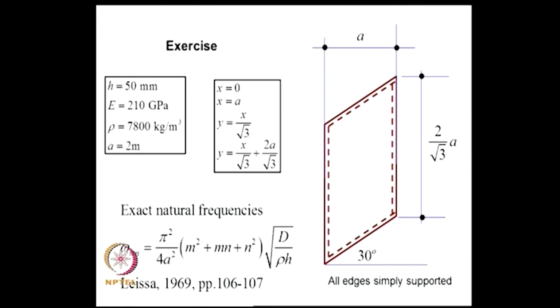Now, I leave it as an exercise. This is a parallelogram plate which is all round simply supported, with this angle being 30 degrees, and dimensions as shown here. Exact natural frequencies for this are available and they are given by this expression. The suggested exercise is to make a finite element model for this plate, compute the natural frequencies and compare them with these exact solutions given in this monograph.